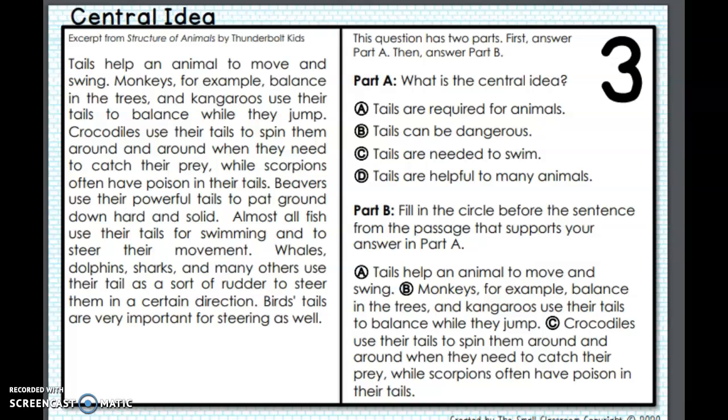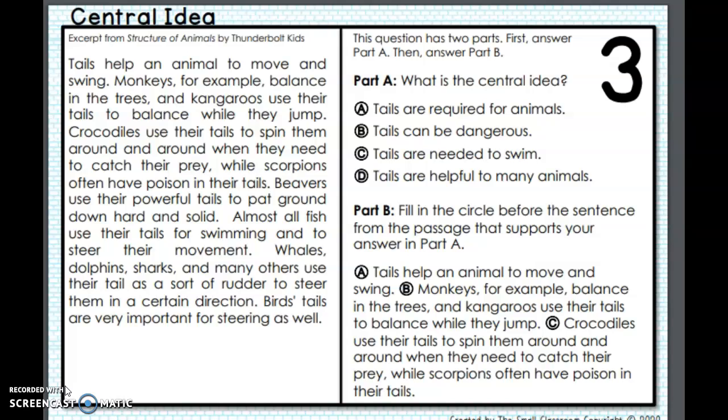Whales, dolphins, sharks, and many others use their tails as a sort of rudder to steer them in a certain direction. Birds' tails are very important for steering as well. So, part A. What is the central idea? So what is the main idea here?